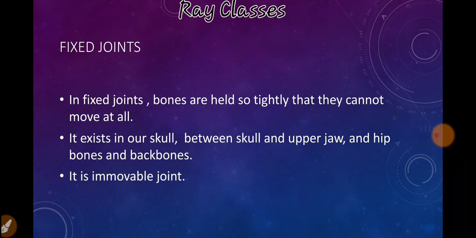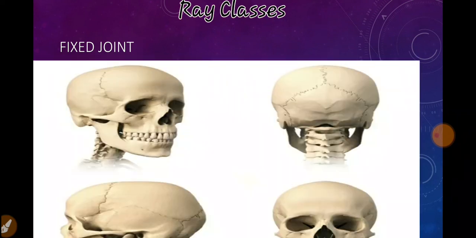Fixed joints also occur in the hip bones, and also between the hip bone and the backbone. So we can see here, this is the fixed joint.